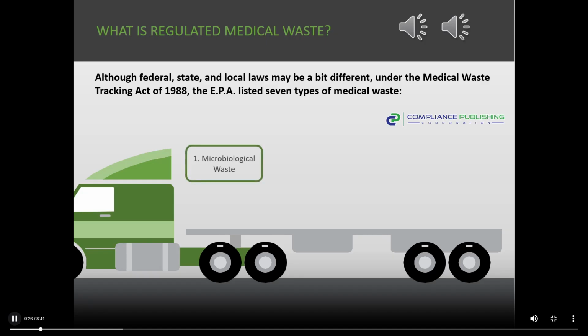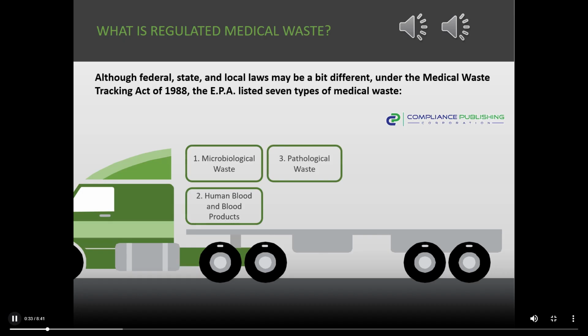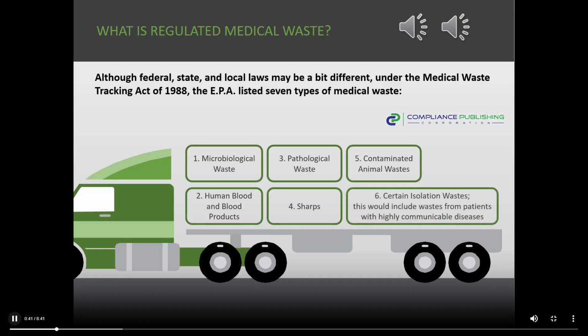1. Microbiological waste. 2. Human blood and blood products. 3. Pathological waste. 4. Sharps. 5. Contaminated animal wastes. 6. Certain isolation wastes. This would include waste from patients with highly communicable diseases. And 7. Unused sharps.